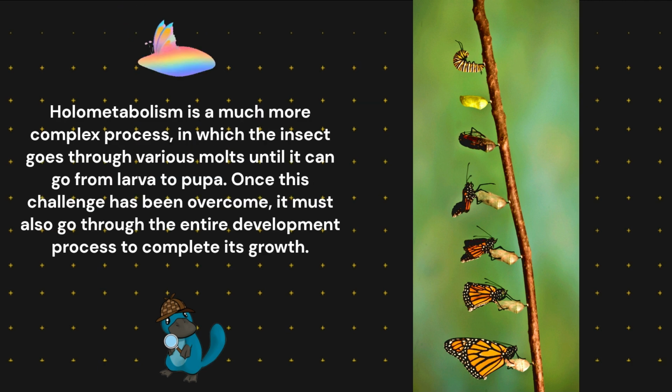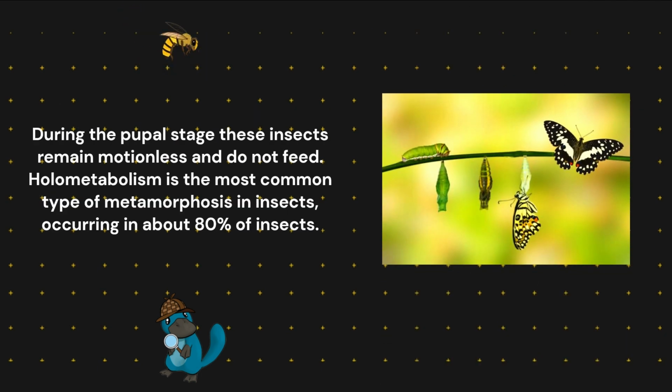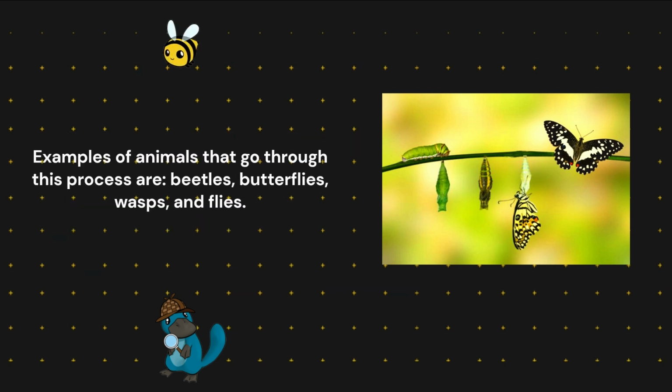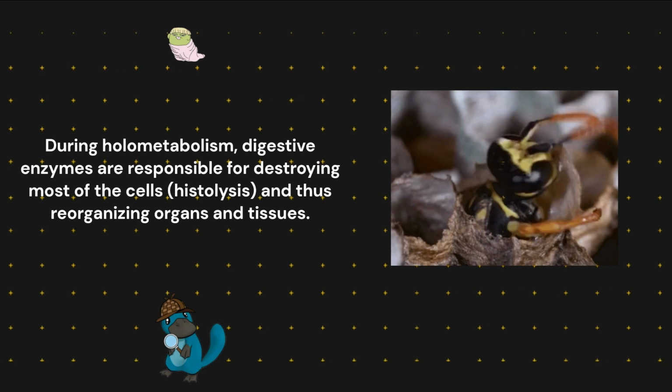Holometabolism is a much more complex process, in which the insect goes through various molts until it can go from larva to pupa. Once this challenge has been overcome, it must also go through the entire development process to complete its growth. During the pupal stage, these insects remain motionless and do not feed. Holometabolism is the most common type of metamorphosis in insects, occurring in about 80% of insects. Examples of animals that go through this process are beetles, butterflies, wasps, and flies.